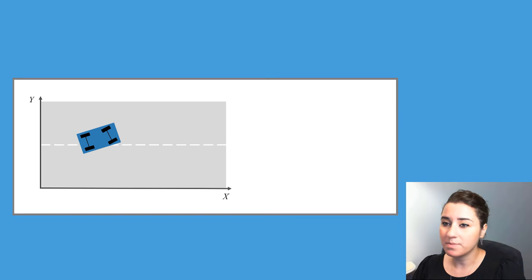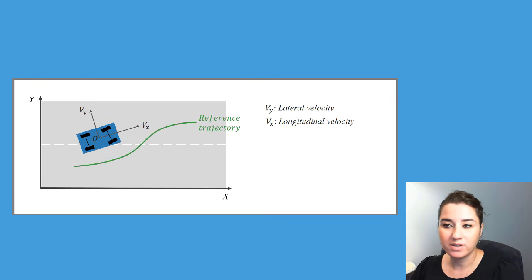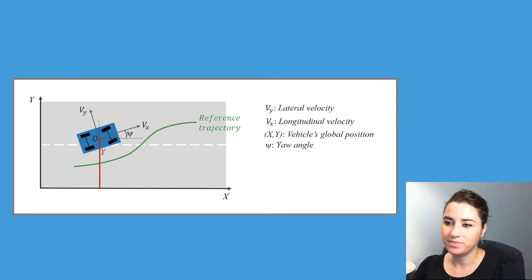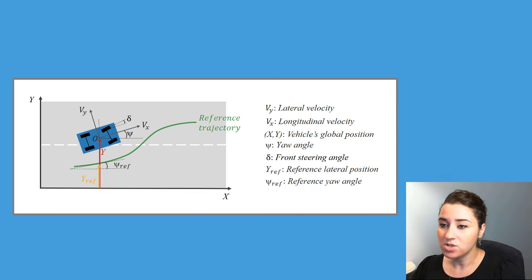The car's global position is represented with respect to the x and y axis. These vectors show the car's longitudinal and lateral velocities. In this control problem, we want the car to follow a reference trajectory. So what we need to control here is the lateral position and the yaw angle. And we're going to do so by adjusting the steering angle. The reference values for the lateral position and yaw angle are calculated with respect to the horizontal axis.